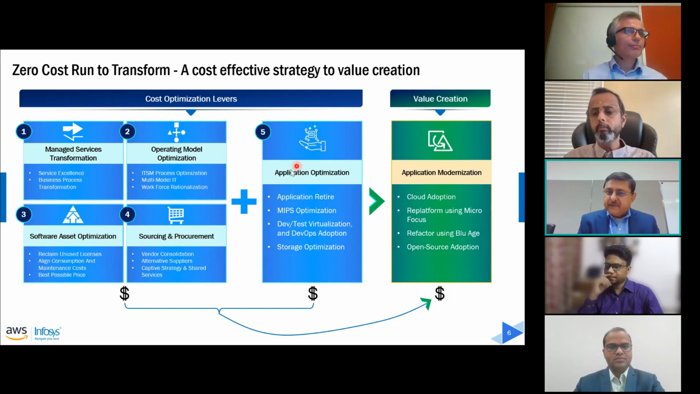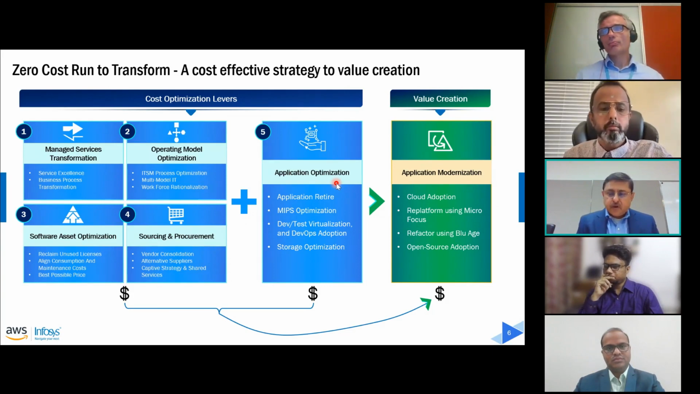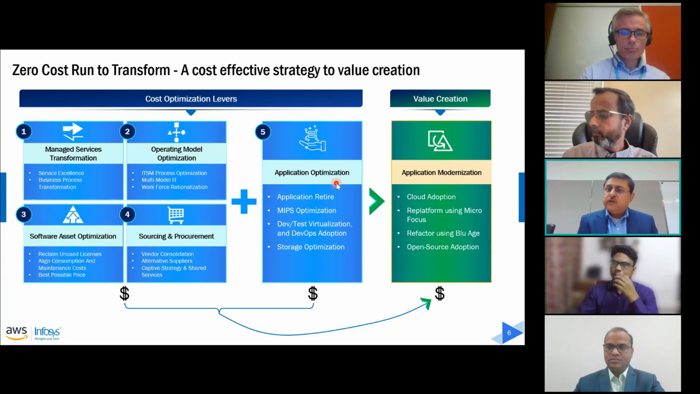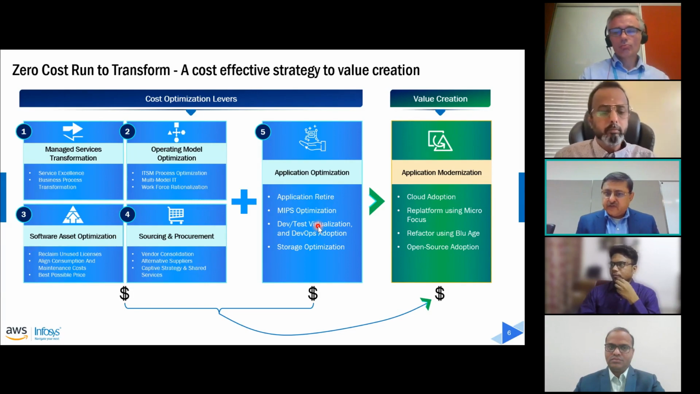The other thing we apply is the application optimization. So we have mainframe applications running. Like I said, we apply our accelerated approach where we can retire the applications. If there are very high MIPS consuming transactions running, either screen or batches, is there a way I can take it over and then optimize and reduce the MIPS consumption? Can I look at dev test virtualization, offloading the dev test environment? Can I look at moving some of the data which is probably not used off the disk and move it to tape drive, therefore do a storage optimization and reduce cost?